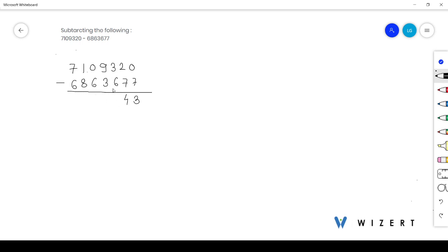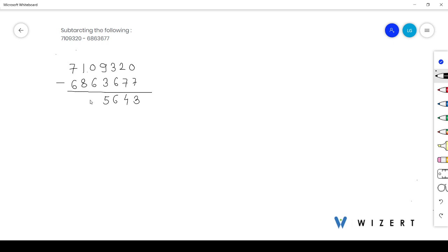Again 2 minus 6 is not possible, so we borrowed from 9. That 9 will convert it to 8 and 2 will convert it to 12. 12 minus 6 is 6. 8 minus 3 is 5.